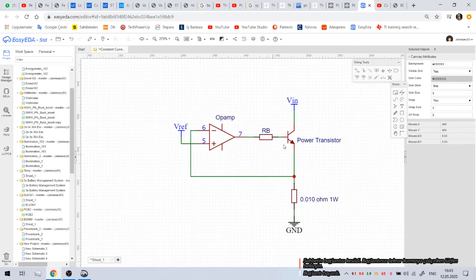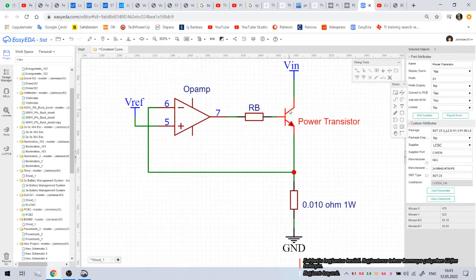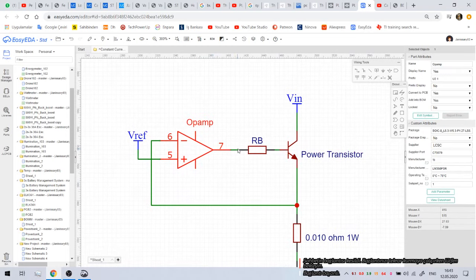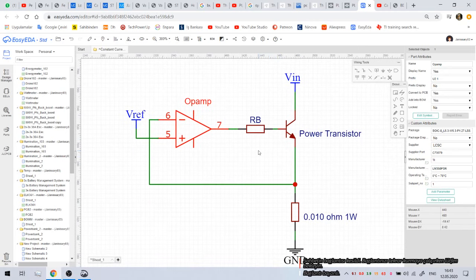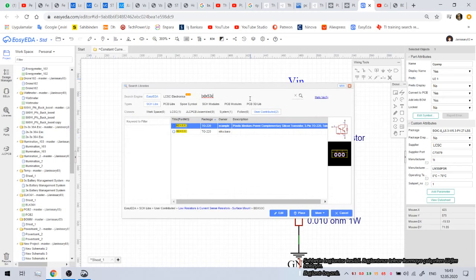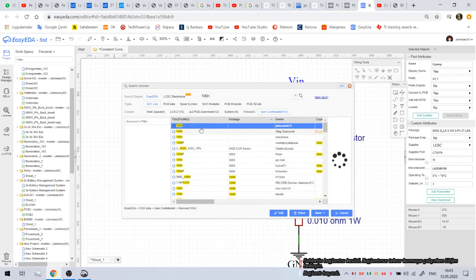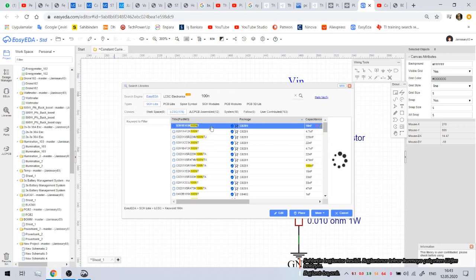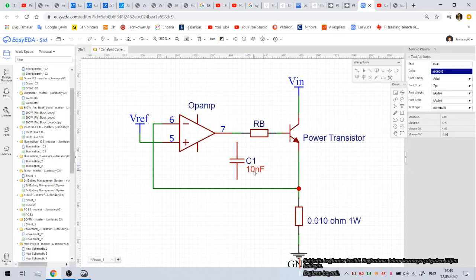And also, this current mostly will be unstable because the op-amp output voltage is increasing and decreasing, with some ripples here. I don't want this, so I want to add some capacitors, maybe 100 nanofarad. Not important which one. Yes, 100 nanofarad.